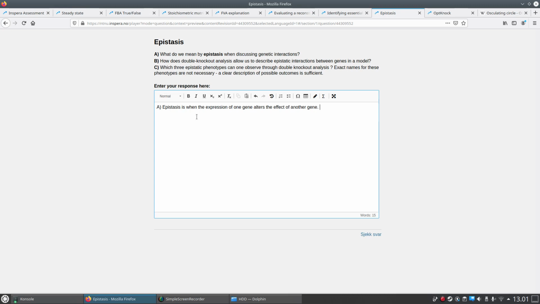For instance, you can have a gene where the single knockout will grow at half the rate, but a second mutation which knocks the organism out entirely is going to essentially overwhelm and make the first mutation irrelevant.